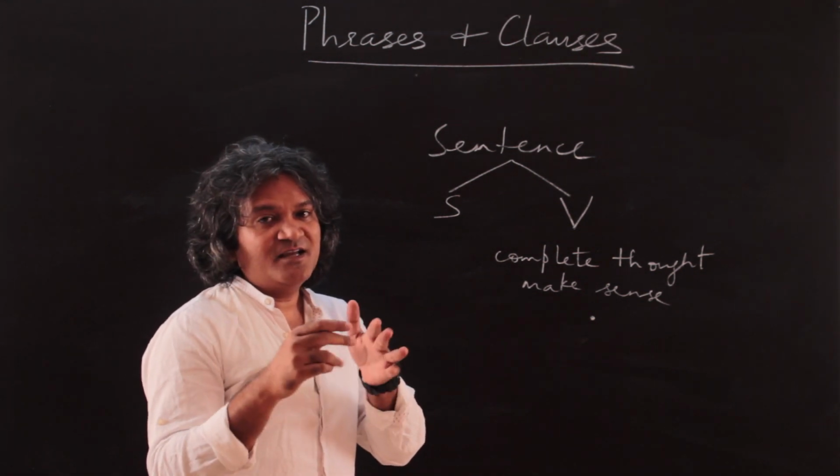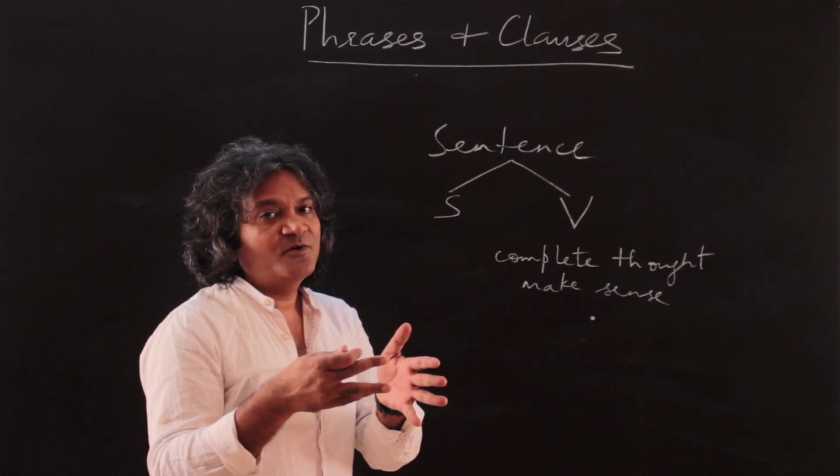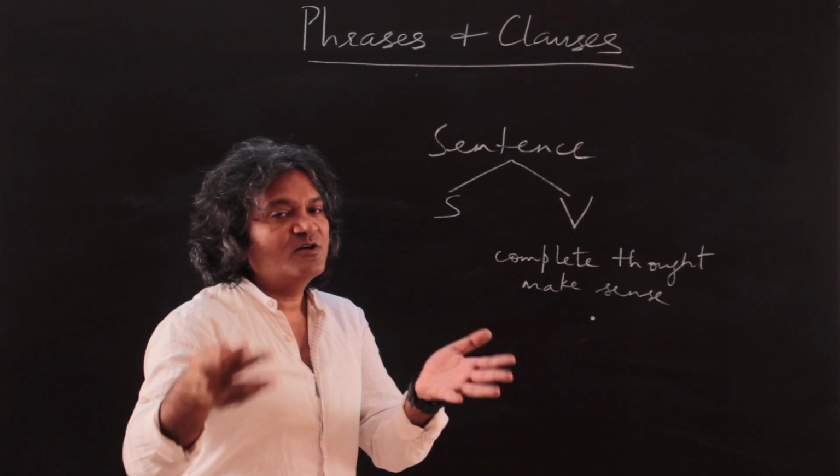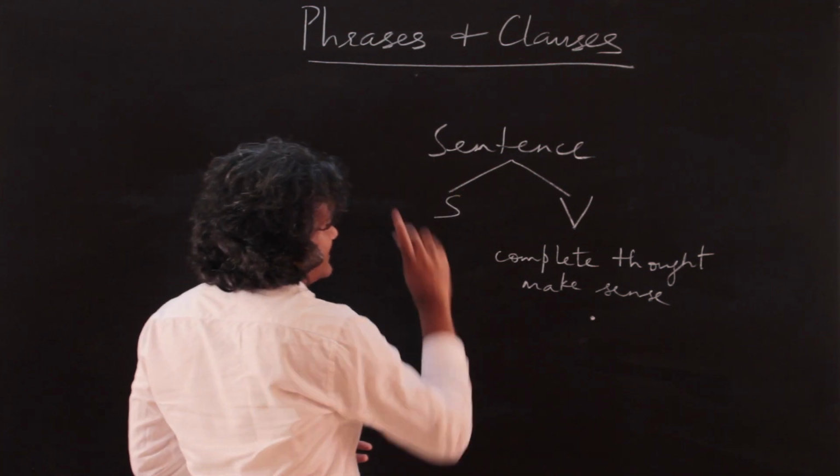What that means is that in case something has a subject and a verb, it does not mean it is a sentence. So for example, "he wants." It's not a sentence because it is not expressing a complete thought. "He wants what?" So that is a sentence, okay?